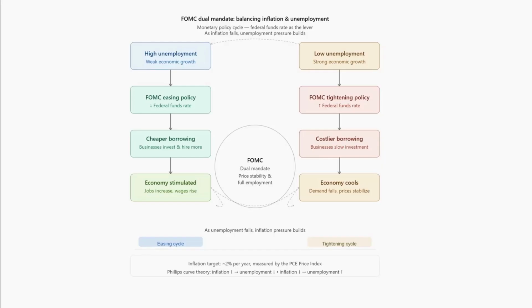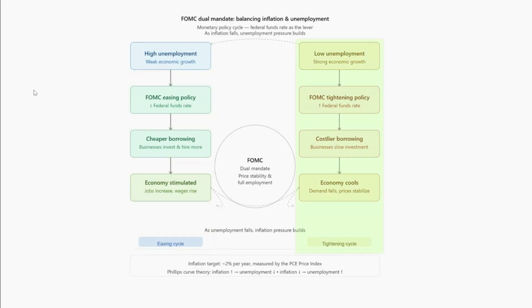The dual mandate can be illustrated as a supercycle consisting of an easing cycle and a tightening cycle. When unemployment is high and economic growth is weak, FOMC will implement an easing policy to cut the federal funds rate. This cut stimulates borrowing, which allows businesses to invest in growth. This leads to hiring and capital expenditures. Increases in hiring make employees more in demand, and wages then go up.